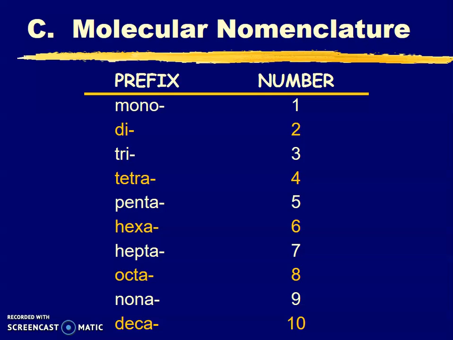You've probably heard these prefixes before in a math class or a geometry class, counting the sides. Dungeons and Dragons players have heard some of these before because of the specialty dice. Okay? Alright, so those are the prefixes that you're going to use for your numbers of atoms. Now let's do some examples.